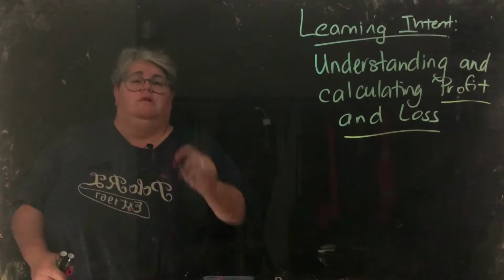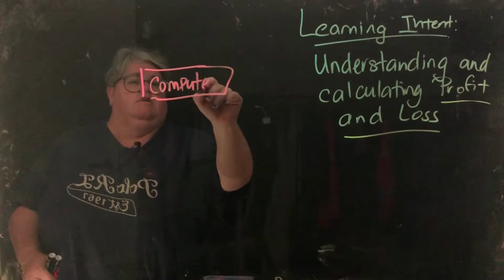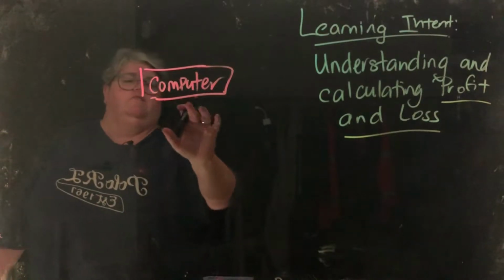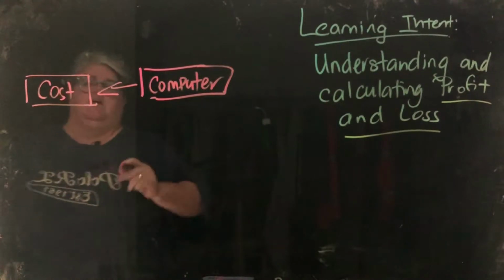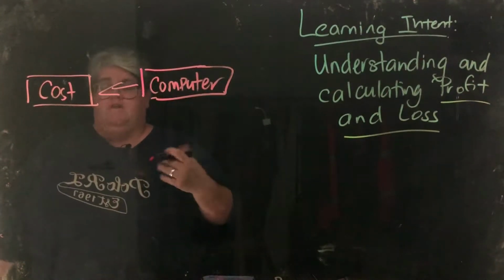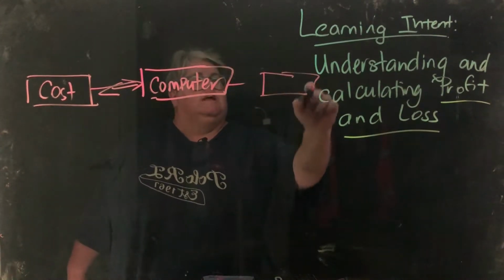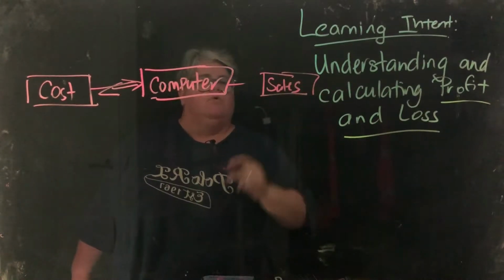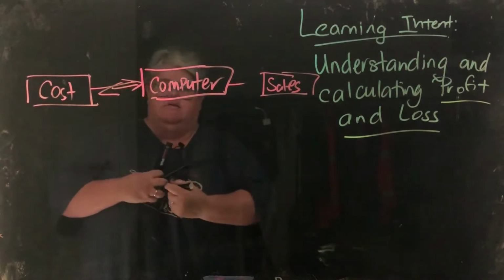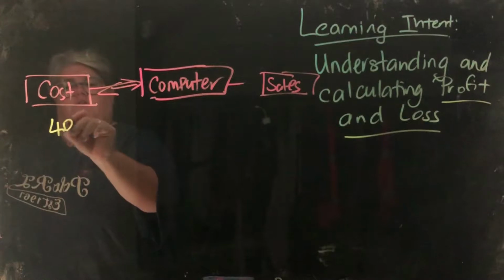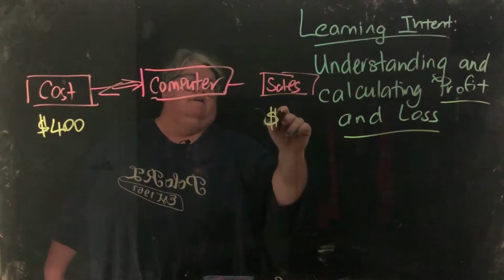So in this example, let's say we manufacture computers. So in here is our computer. Now, it has to come at a cost. So for us to make a computer, we go into manufacturing, we have costs, and then we're making a computer. Out here, we need to understand what our sales price is. So what is it that we're going to be selling that computer for? In this case, let's say our computer cost us $400 to make, and our sales price is going to be $1,400.